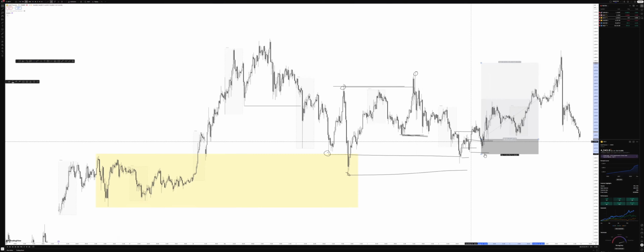And you could see we got tagged in, price played around, played around, played around, and we smashed the TP on Friday, which was very, very, very clean.